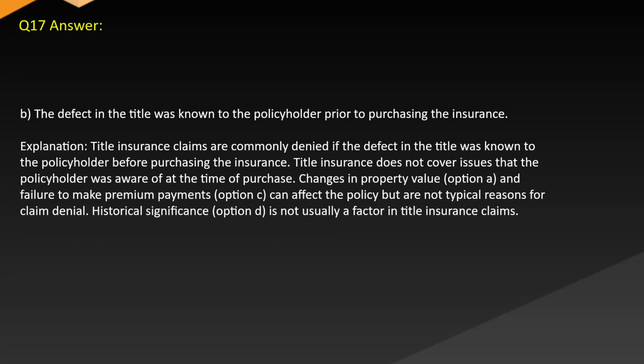Answer: B. The defect in the title was known to the policyholder prior to purchasing the insurance. Explanation: title insurance claims are commonly denied if the defect in the title was known to the policyholder before purchasing the insurance. Title insurance does not cover issues that the policyholder was aware of at the time of purchase. Changes in property value, option A, and failure to make premium payments, option C, can affect the policy but are not typical reasons for claim denial. Historical significance, option D, is not usually a factor in title insurance claims.